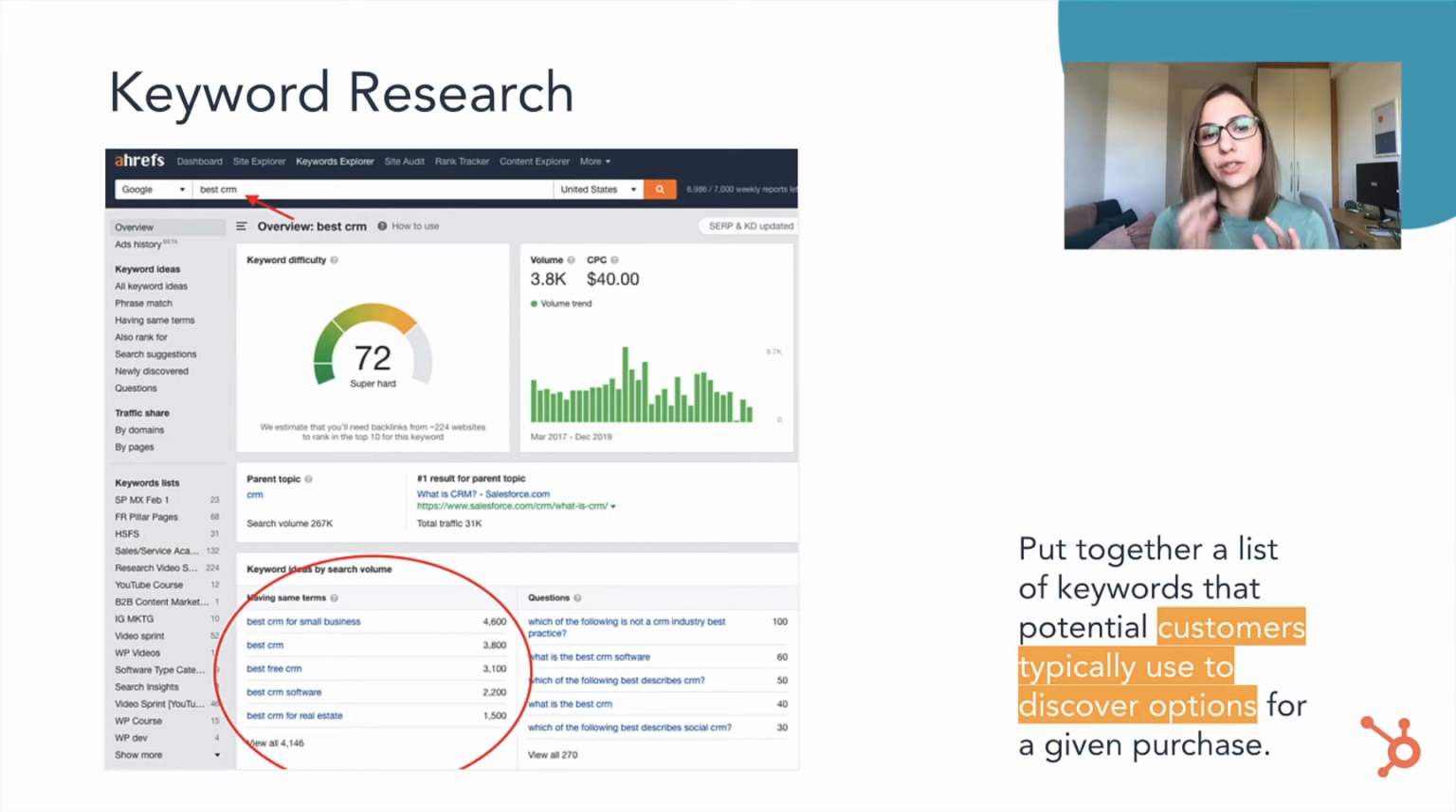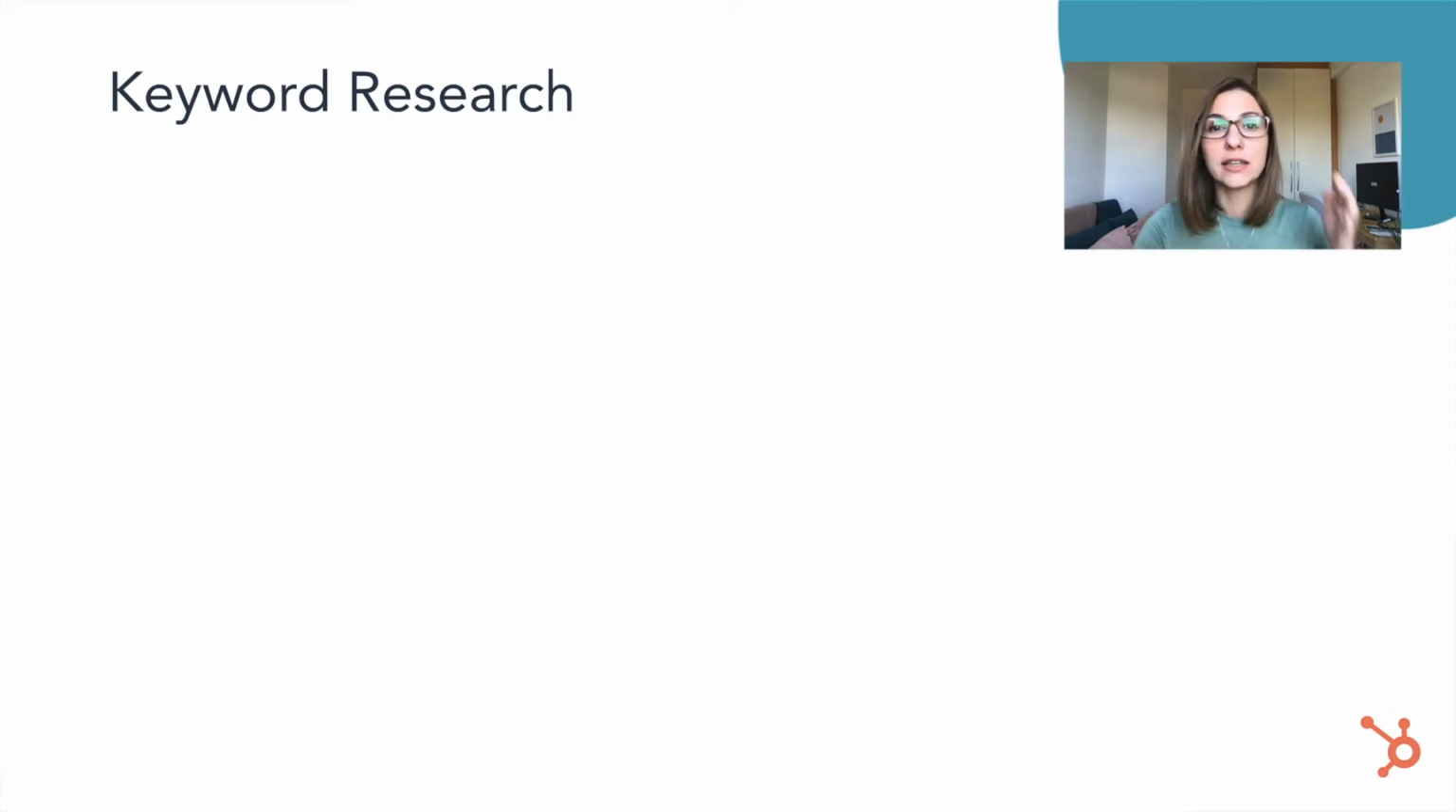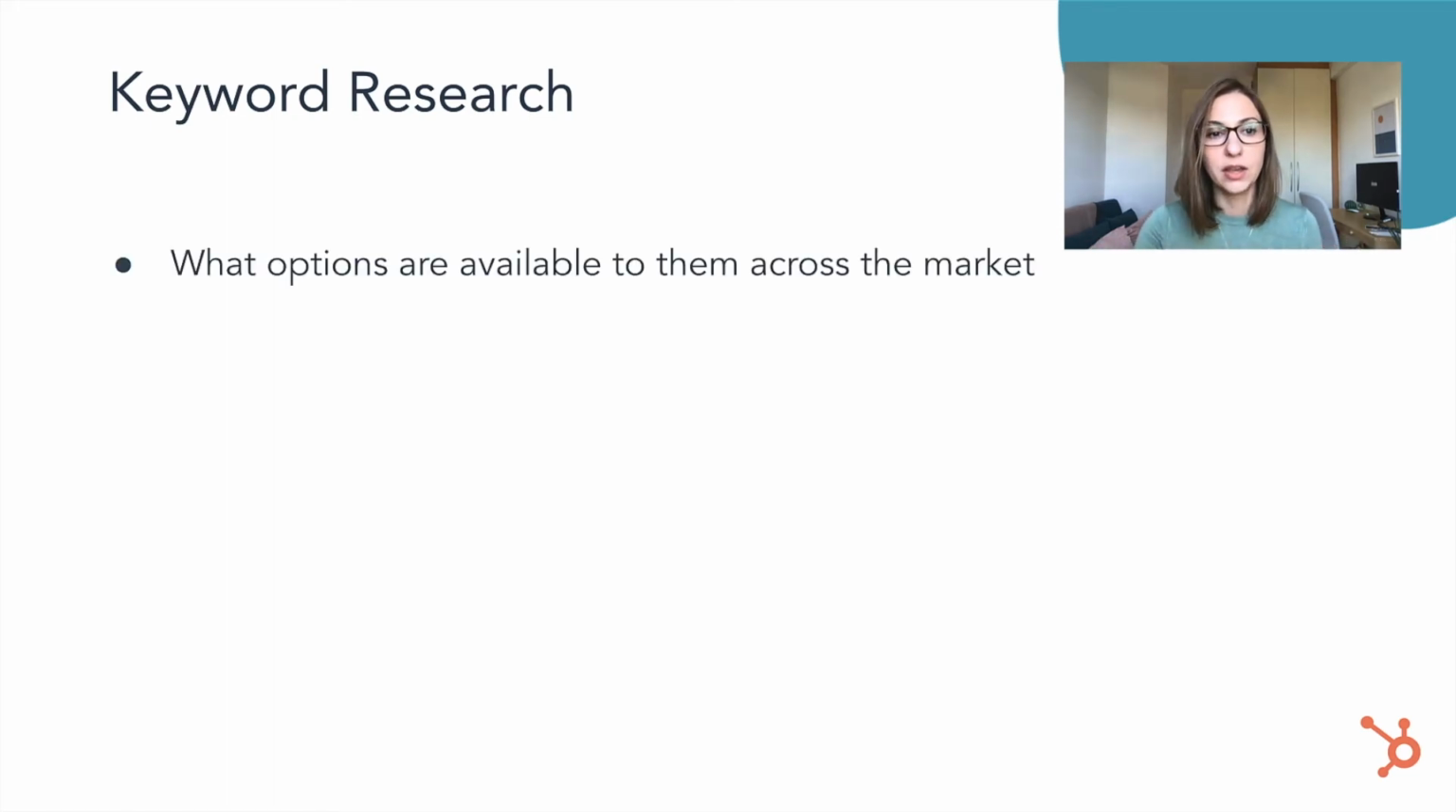The idea is to start with the way you expect people to search for your products, and try to get some more recommendations of what other keywords would be relevant to add to your list. If you're just getting started, you can think about it this way: there are three main types of keywords that people could use to find products and services such as yours or compare them. First, they're going to look at what options are available across the market.